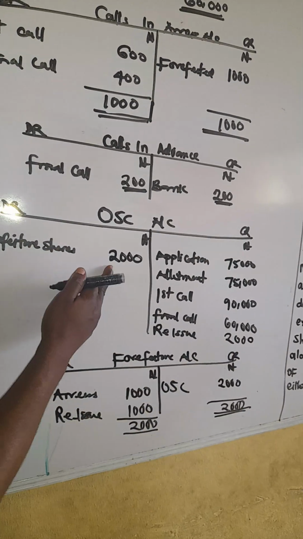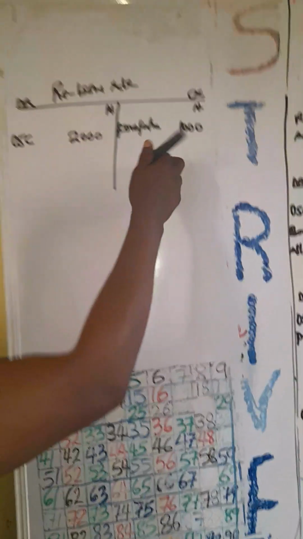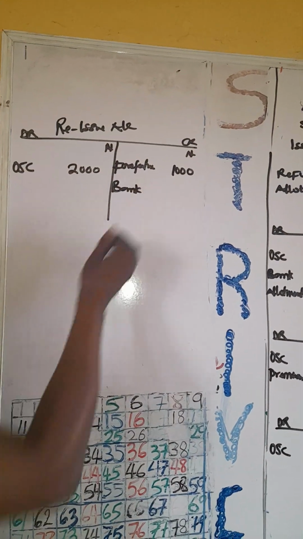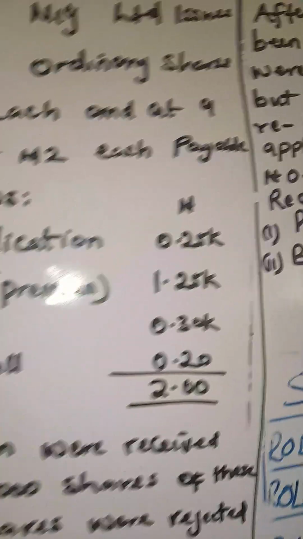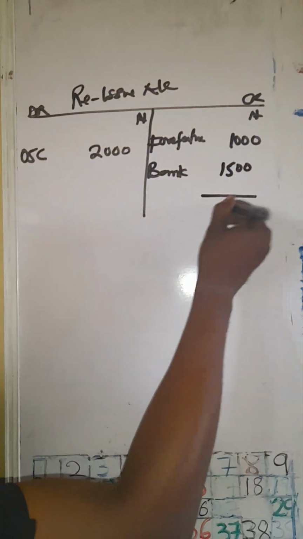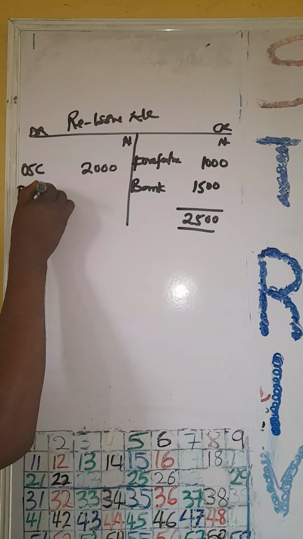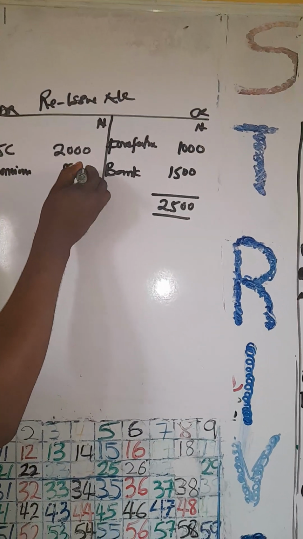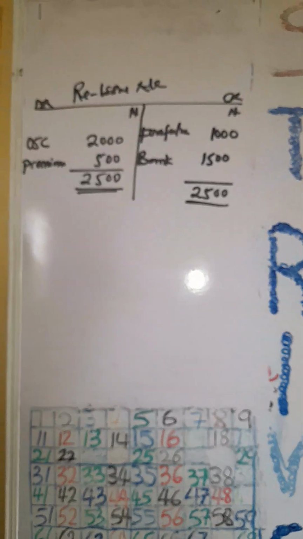2,000. So this share that was forfeited, we later reissued. So nothing will change here. It will be in and out. So I'll come to this side. Bank. Now the shares were reissued at what price? Excuse me. We reissued at what? 0.75. So that will give me 2,000 shares times 0.75. So that will give me 1,500. You can see 1,500 bank. So this is 2,500. So you can see the difference between these, we call it a premium. Premium of what? 500. So 2,500. So that ends the account.